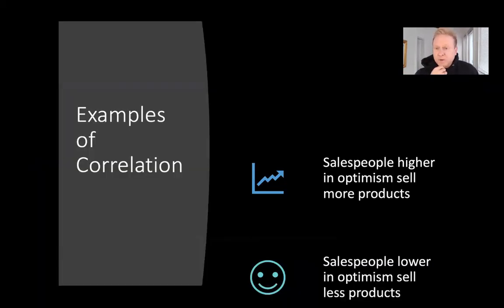So here's an example of correlation. Salespeople who are higher in optimism sell more products. So optimism is correlated to the sales of products. And salespeople who are lower in optimism sell less products because they're not as optimistic, and that comes across, and people don't feel their enthusiasm and they don't buy as much.